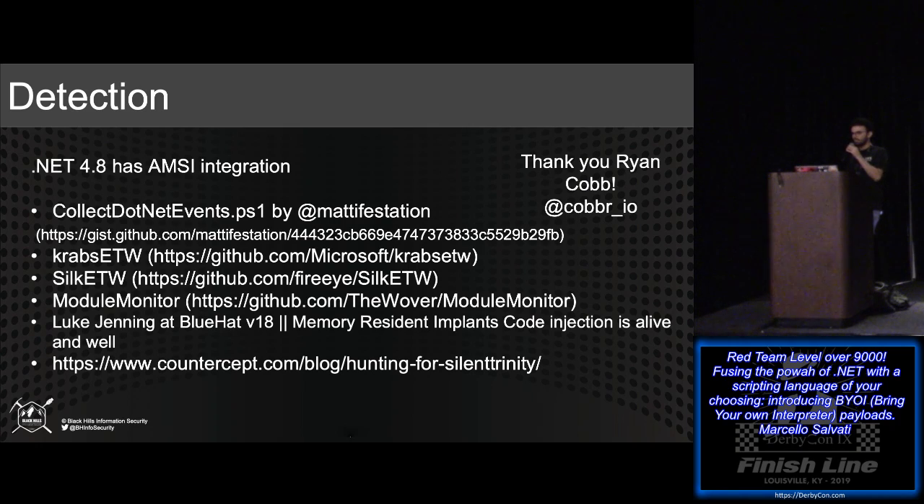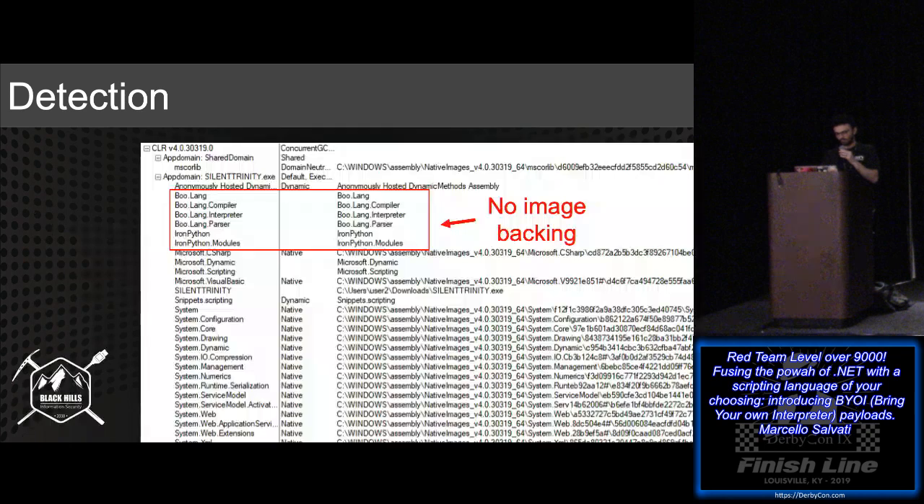It's an open source project, so if you're trying to detect this at scale, it might not be as effective as you want, but it's something you can definitely put on targeted endpoints, like high value endpoints, if this is really a concern. There's also a couple of blogs out by Countercept, which I think is an MWR company, which go over hunting for Silent Trinity, all that stuff. And Luke Jennings did an awesome talk about this at BlueHat, so there's that too. And thanks to Ryan Cobb at SpecterOps for putting a lot of these together, and I just added a couple on to that.